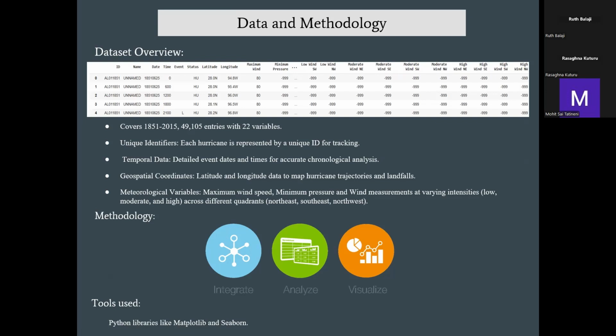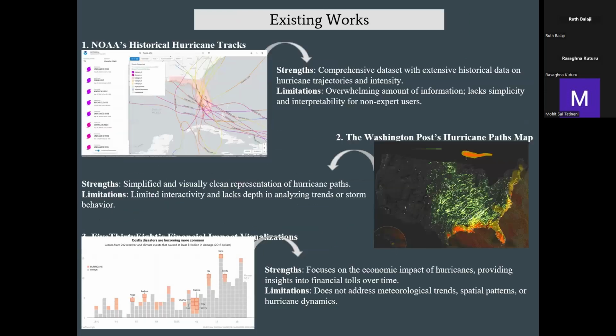and 22 variables. It includes unique identifiers for each hurricane, detailed temporal data, geospatial coordinates, and meteorological metrics such as maximum wind speeds and minimum pressure. We employed Python libraries like Matplotlib and Seaborn for visualizations. The dataset's strengths include its comprehensiveness and historical depth, but its complexity posed challenges in simplifying insights for broader audiences.